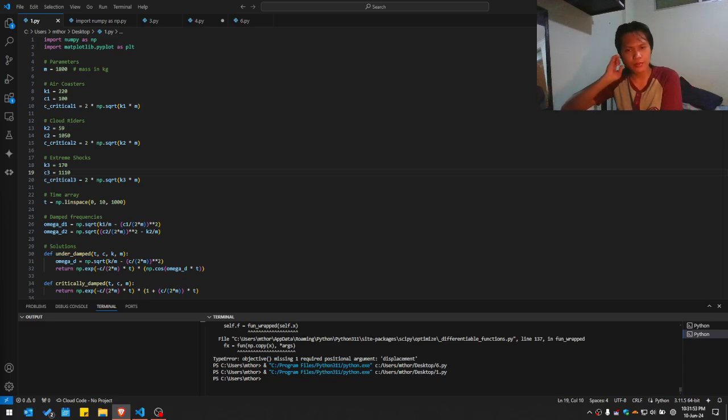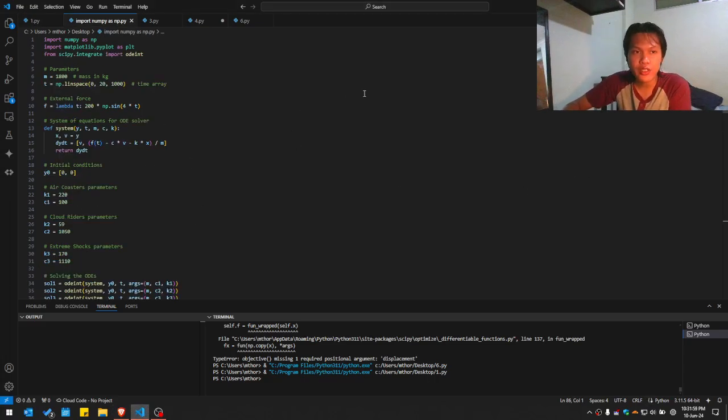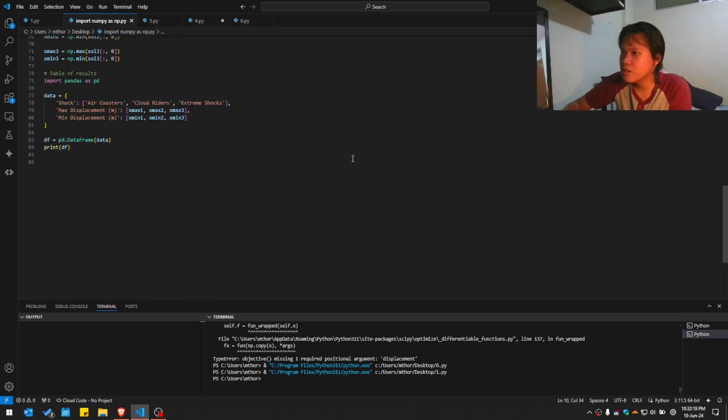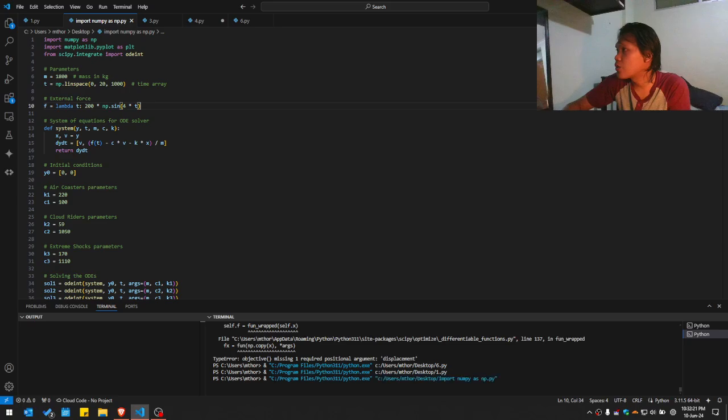And for question number two, we also have the code, which is this, and the equations are already installed here, and the external force is already installed too, so 200 times sin 4 times t. Okay, so let's run the code.